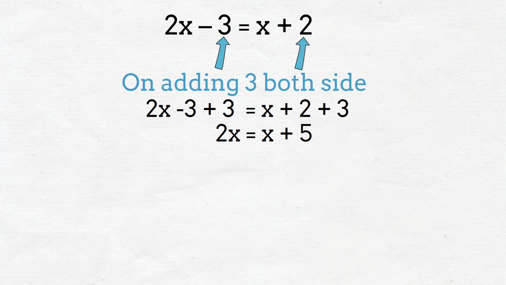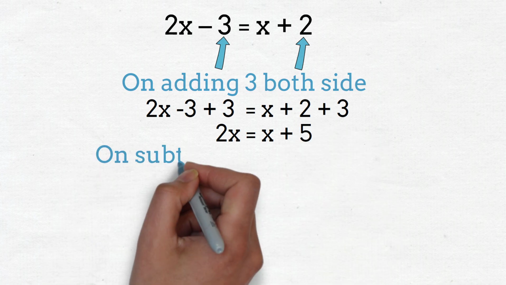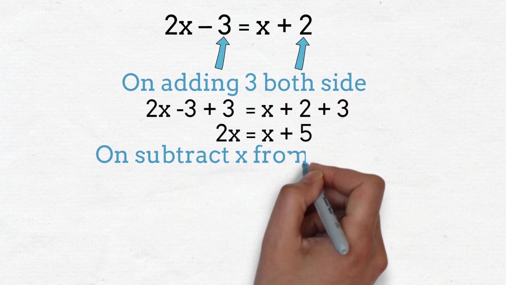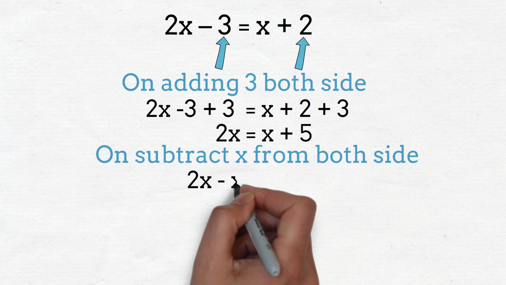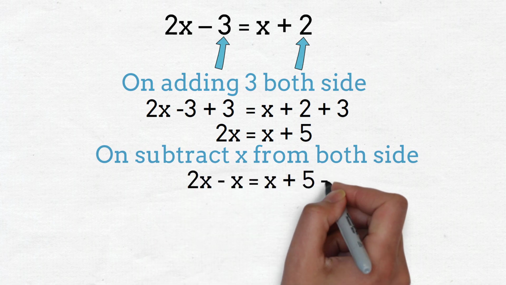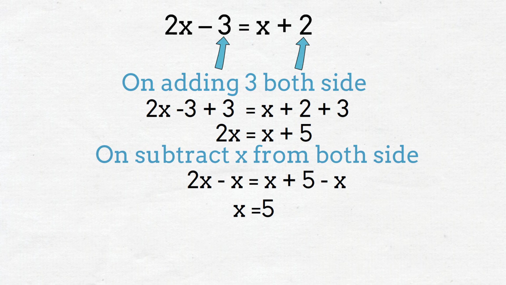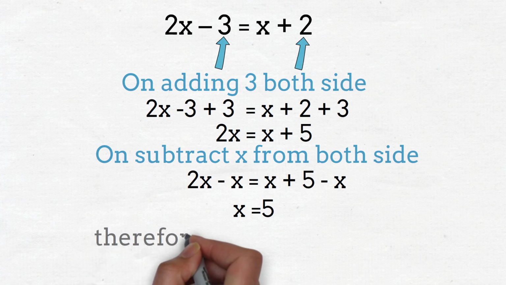Now we have x on the right-hand side and 2x on the left-hand side. Now subtract x from both sides. We get 2x minus x equals x plus 5 minus x. x equals 5. Therefore, the value of x is 5.